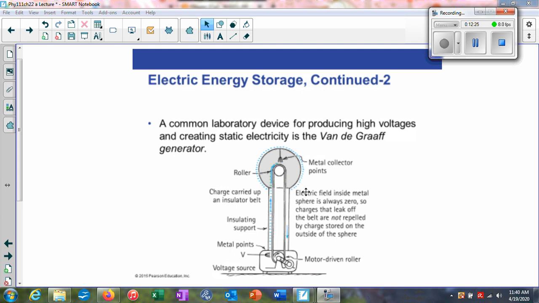This is important. The electric field inside that sphere is always zero. So the charges that go off the belt onto the collector and out into the sphere are not repelled by charge stored on the outside of the sphere. So in here, the electric field is always zero. And that's how the Van de Graaff generator works.